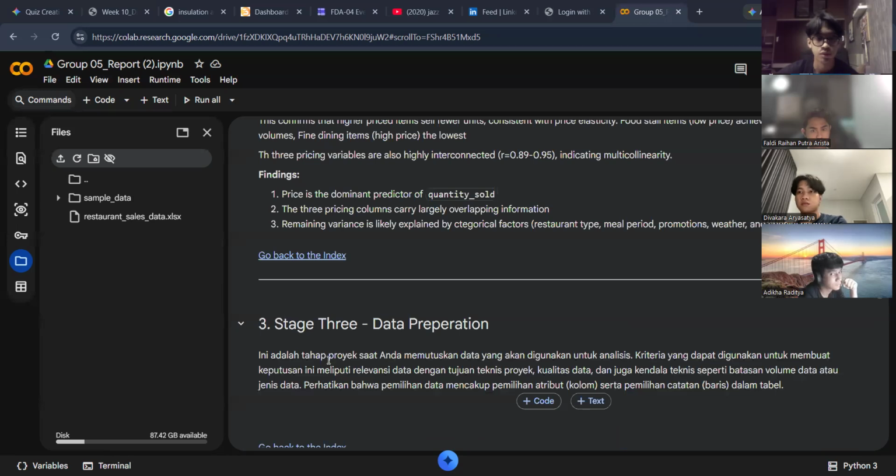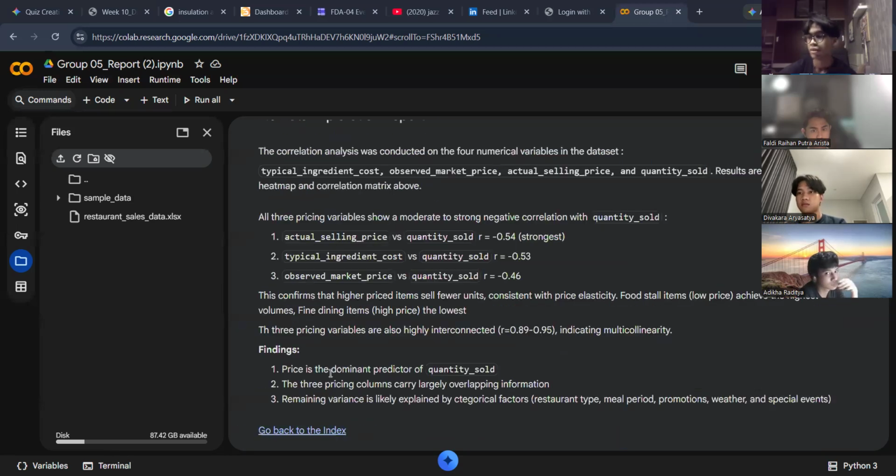These findings directly inform our modeling decision: tree-based models such as random forest and XGBoost are better suited for this dataset than linear regression, as they handle multicollinearity naturally through their split-based mechanism, and also because our data consists of discrete data types. Okay, so next, Najma will explain the data preparation stage. Thank you.